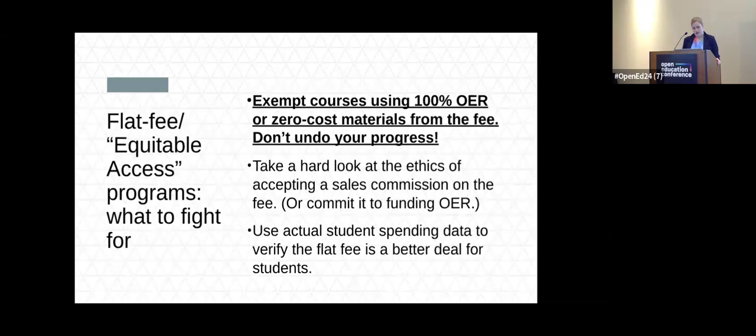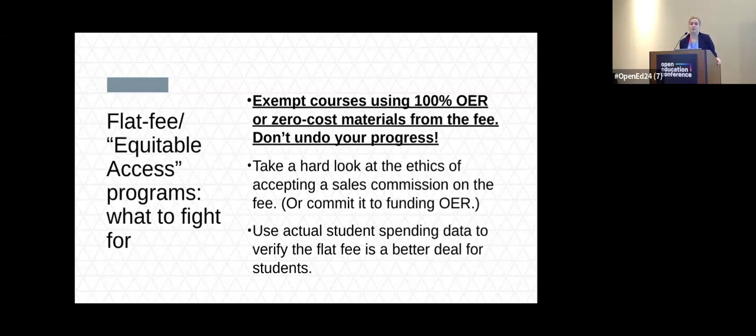If you are fighting a flat fee equitable access program, some things to fight for could be exempting courses using 100% OER or zero cost materials from the fee. This is going to ensure that you're not undoing your progress and replacing materials that are already being used in classrooms. One way to frame this is just saying, we've invested a significant amount of resources into this program already, a ton of staff time. Hopefully that's something that is going to resonate with them.